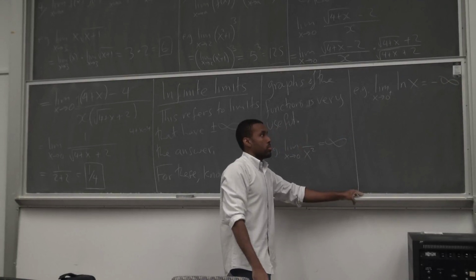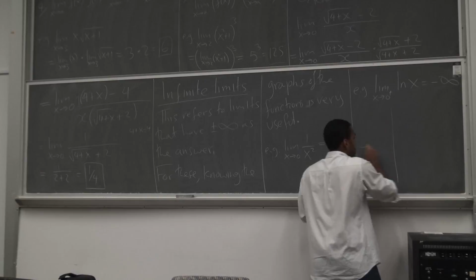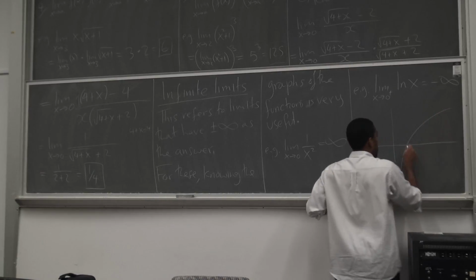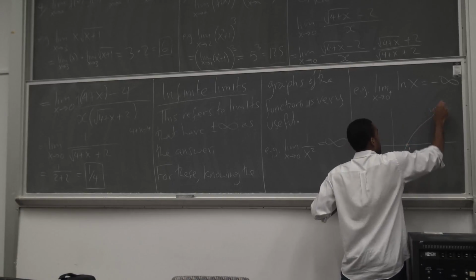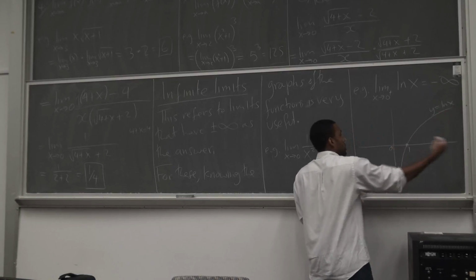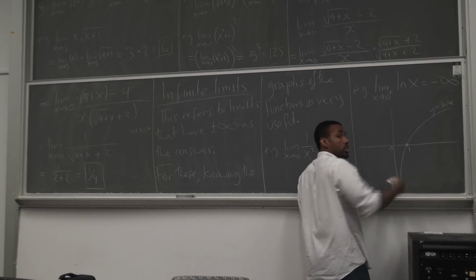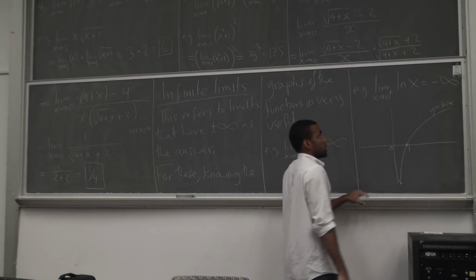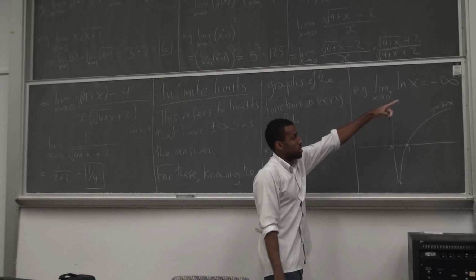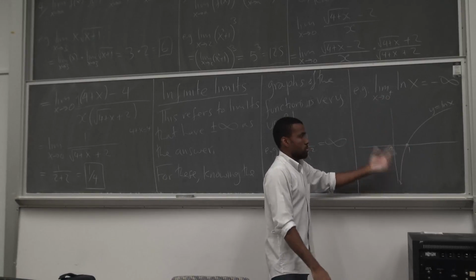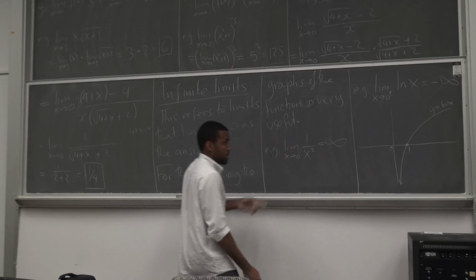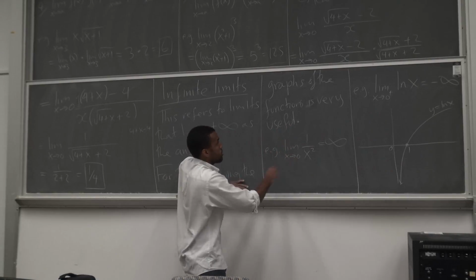How would I know that's negative infinity? Well, I know what the graph looks like. That's y equals ln x. As I'm approaching 0 from the right side, it keeps going. So that gives me an infinite answer, and I know that it's negative infinity because I know the graph. I can see the behavior of what it does.